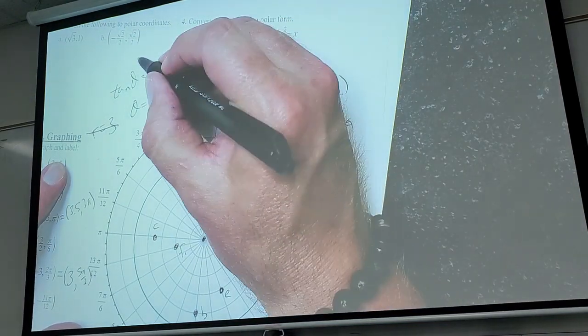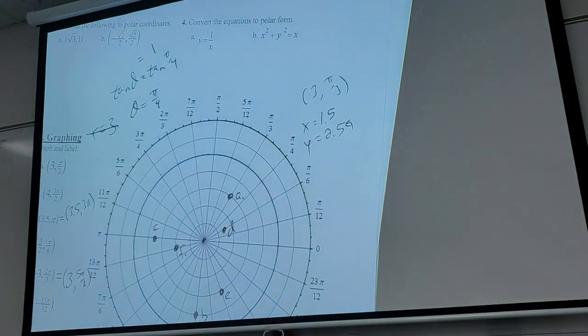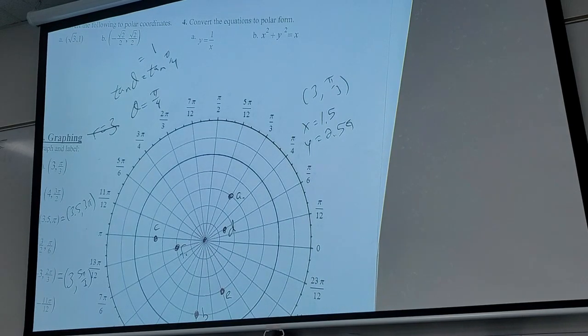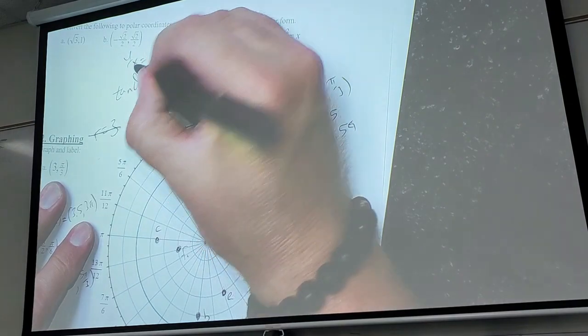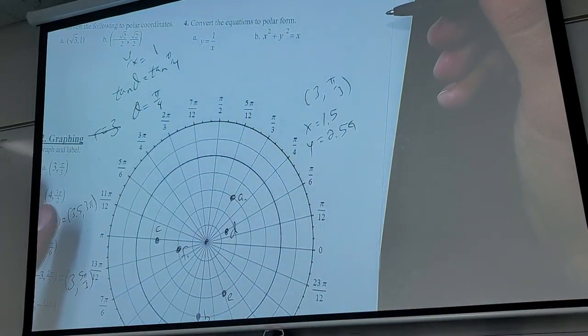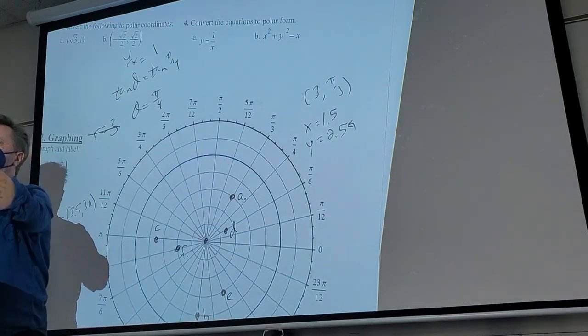What's tangent of pi over 4? 1. And remind me, tangent of theta in terms of the conversions. Look at the top of the paper. What's tangent theta? Y over X. Multiply by x, don't you get y equals x? Yeah. Tangent of the angle that the line makes equals the slope.